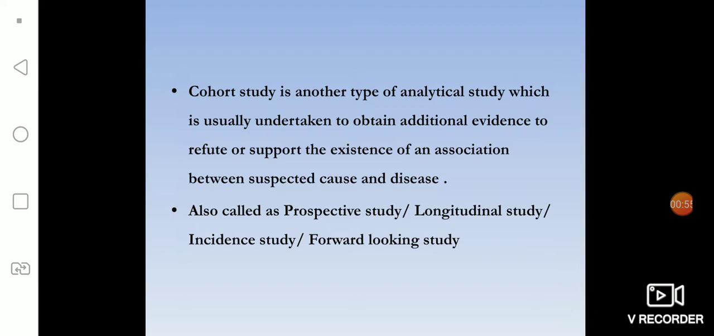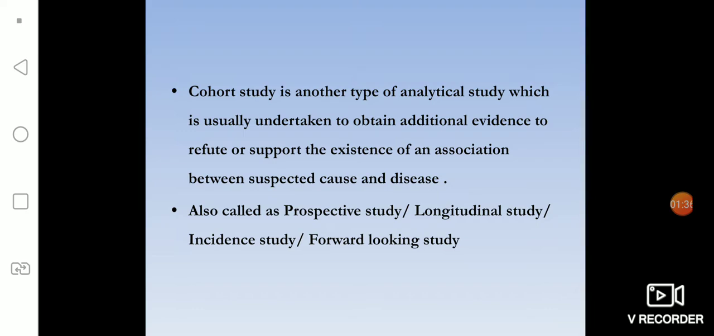Now if you ask, how can we say there is an association? For example, when we say sugar consumption is related to dental caries occurrence, we conduct a cohort study either to refuse or to accept that sugar is one of the causes of dental caries, or that consumption of sugar will lead to dental caries.